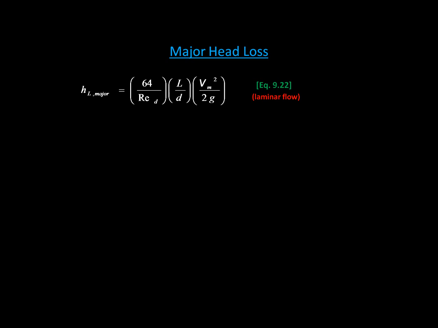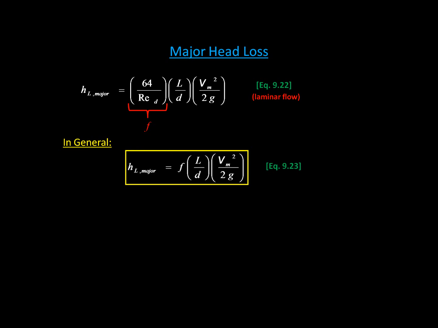So if I have major head loss, and I'm starting with the major head loss equation for laminar flow, equation 9.22, let's get this in general form. Where we have that 64 divided by the internal flow Reynolds number, I'm going to call that f, or the friction factor. So in general terms, I can write equation 9.23 that my major head loss is the friction factor times the ratio of the length of the pipe to the diameter of the pipe times the velocity head from the mean velocity.